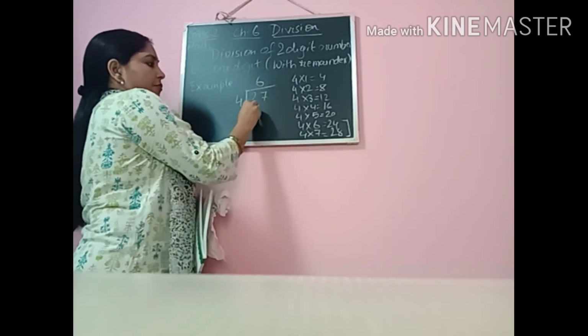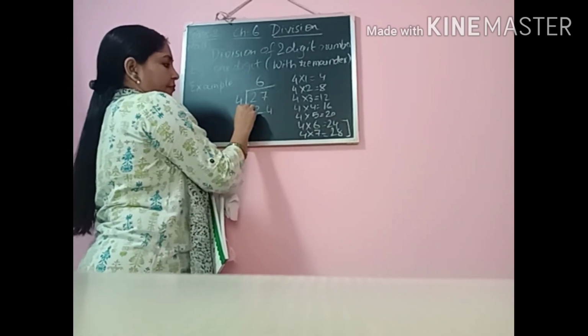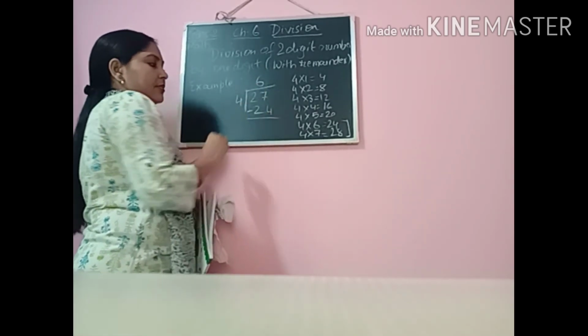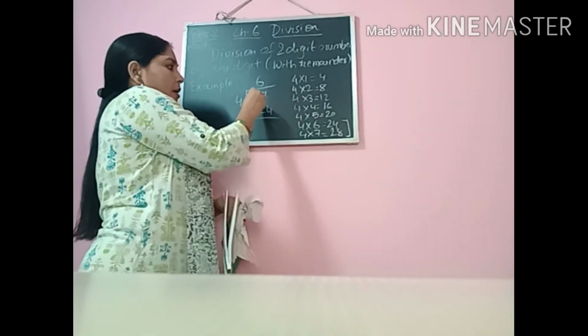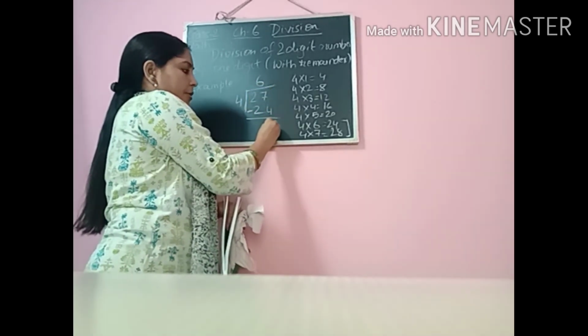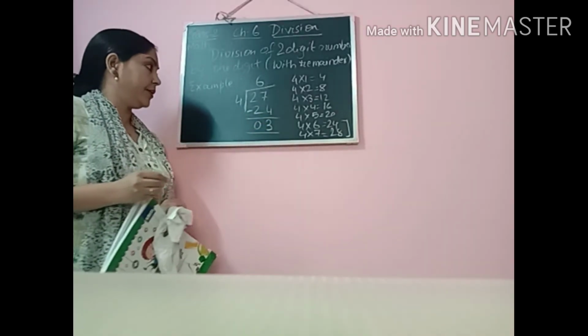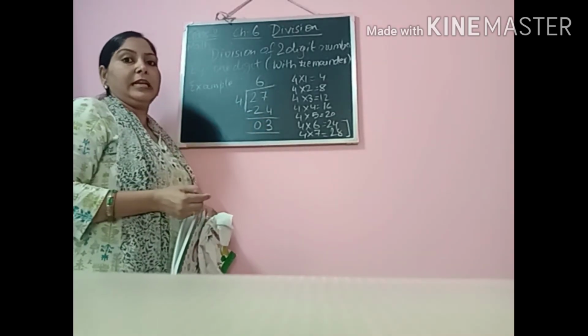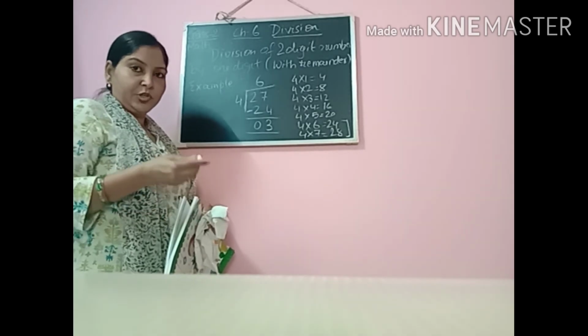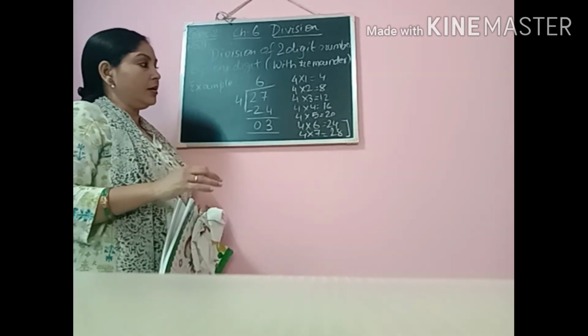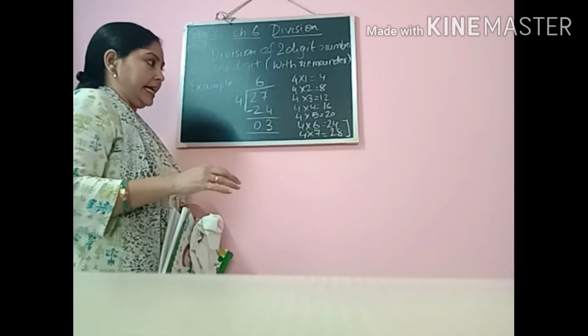Let us do this. 4 6s is how much? 24. And then we will subtract. Now 7 minus 4 is 3 and 2 minus 2 is 0. Now you can see very well over here that the remainder is lesser than the divisor, which was our motive. We have to get that.